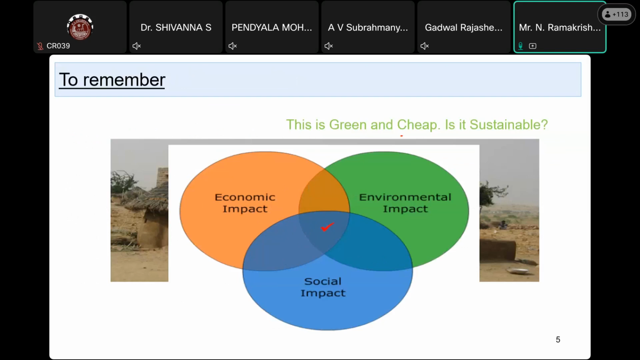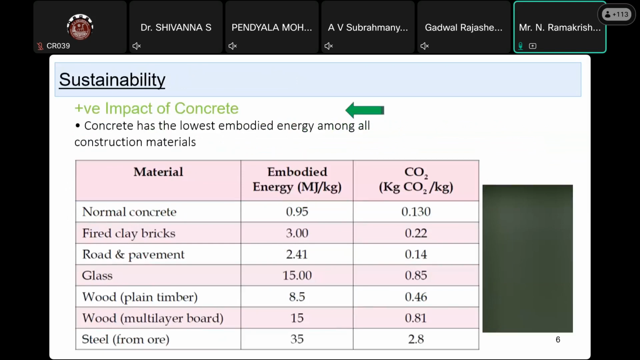What are the positives? What are the negatives? Including all three, and taking two at a time also, we are going to talk about that. Before we go for this, let me talk about sustainability and the positive impact. Considering all three circles, we are going to consider the positive impact of concrete. Let me tell that before you go for the, madam, am I audible?